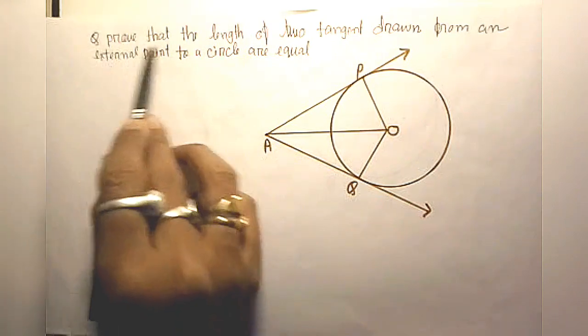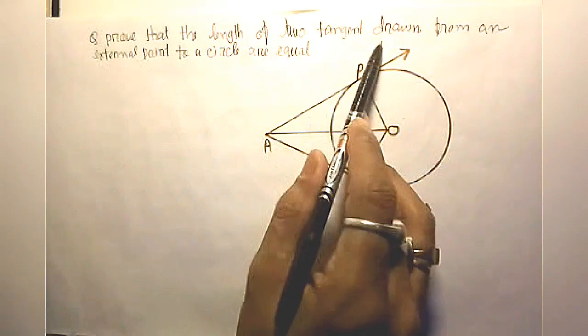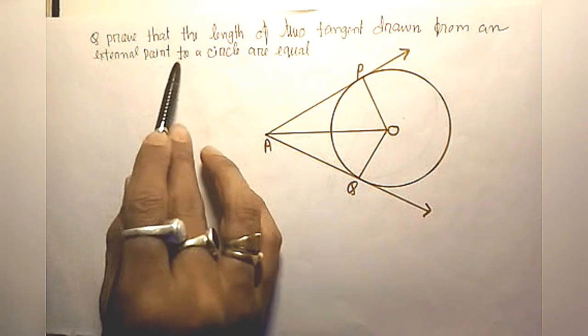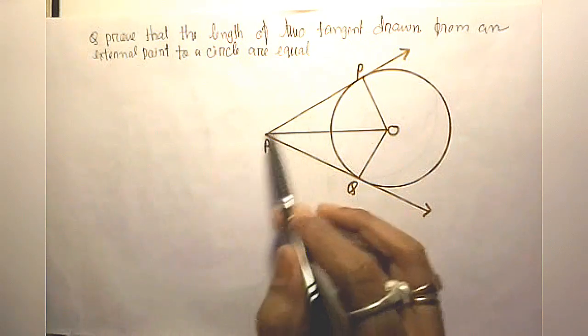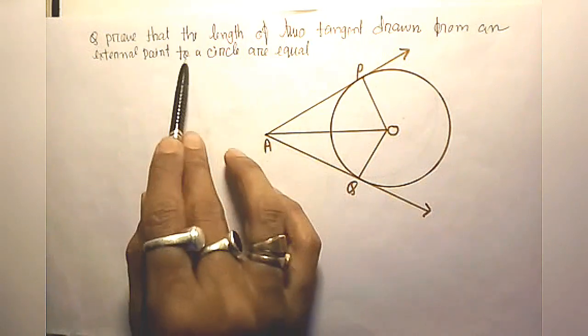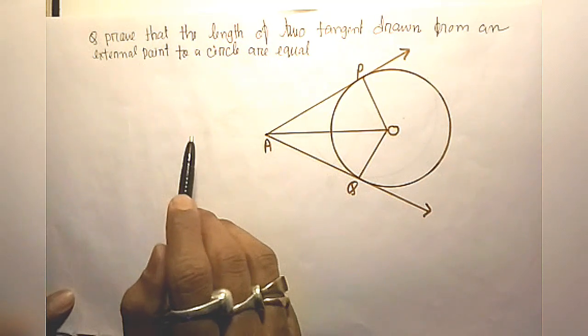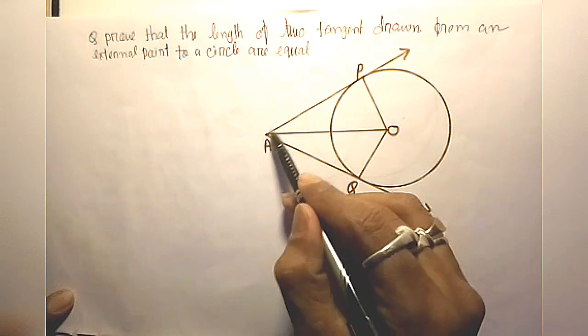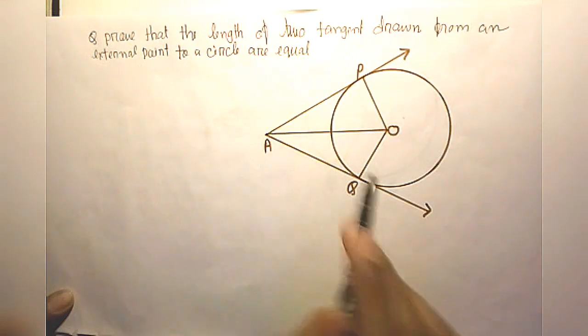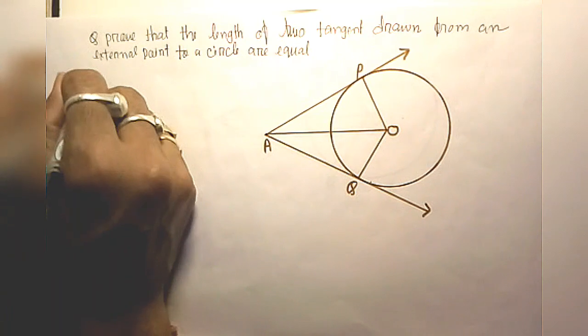So let's move to the next theorem. Prove that the lengths of two tangents drawn from an external point to a circle are equal. In this case, AP and AQ are the two tangents drawn from the external point A.